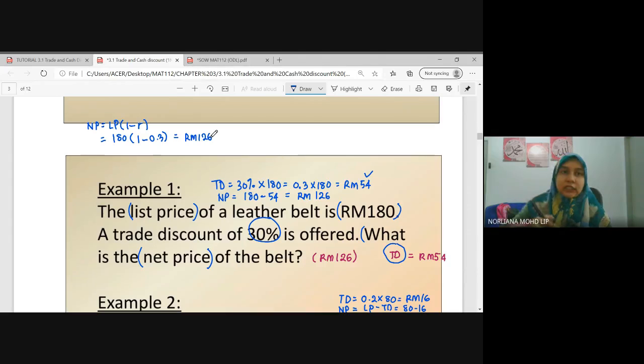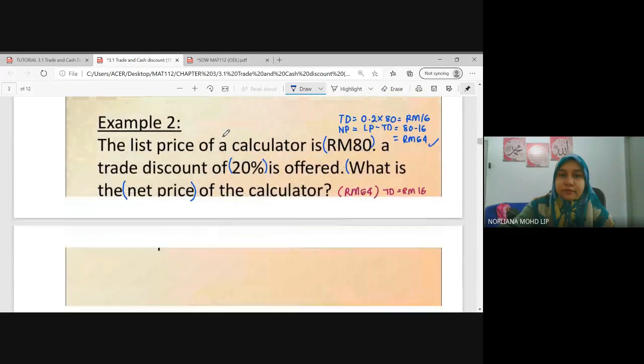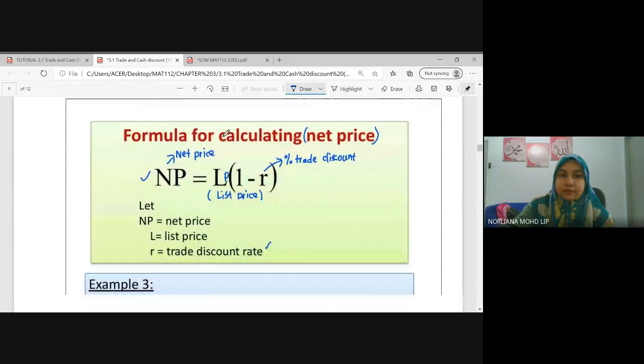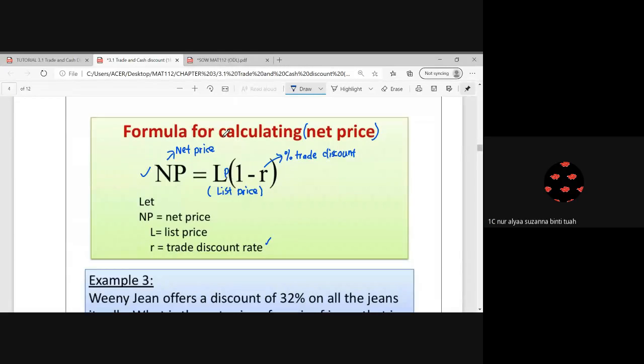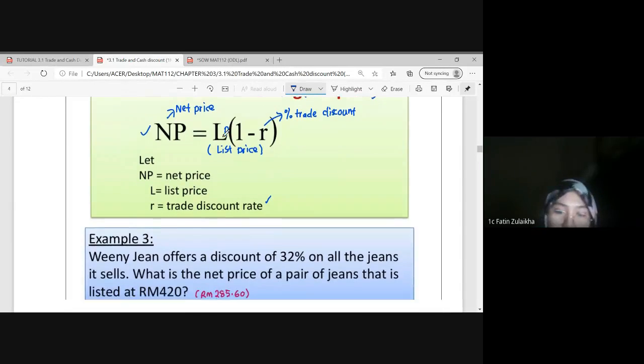Cumanya untuk yang ni, second formula ni awak tak payah nak kira dia punya trade discount lah, jumlah discount dia berapa. Okay. So awak boleh guna apa mana-mana formula. Okay, ada soalan? Tak ada.